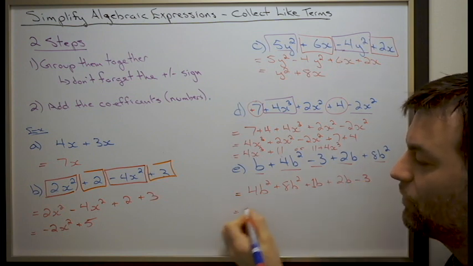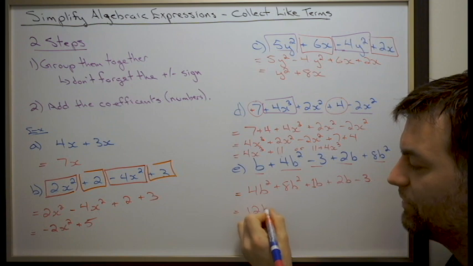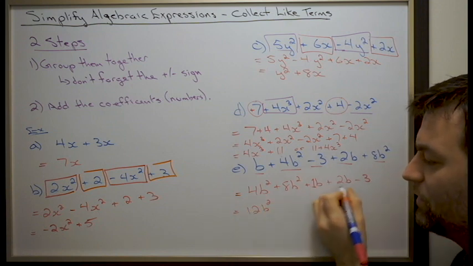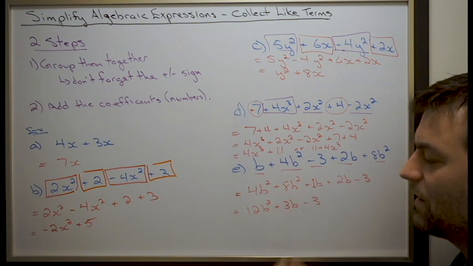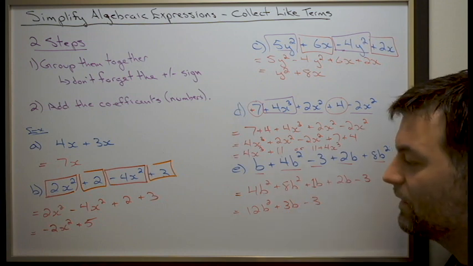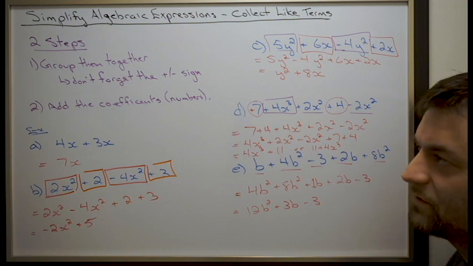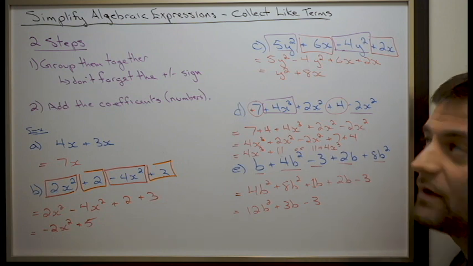So 8 plus 4 in this case here is going to give us 12b squared. 1 plus 2 is going to give us 3b, and then a minus 3. And there we have some examples with simplifying by collecting like terms.